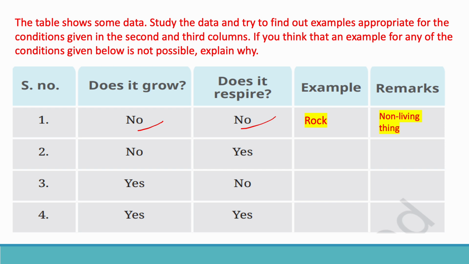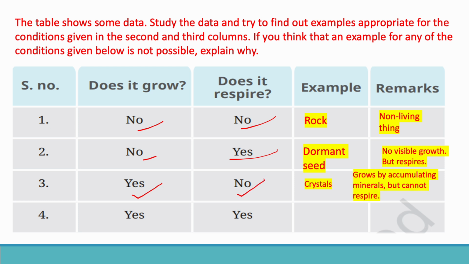Next one. Does it grow? No. Does it respire? Yes. Can you say an example? Dormant seed. There is no visible growth, but it respires. Then, does it grow? Yes. Does it respire? No. Can you say an example? Crystals. Crystals grow by accumulating minerals, but cannot respire.